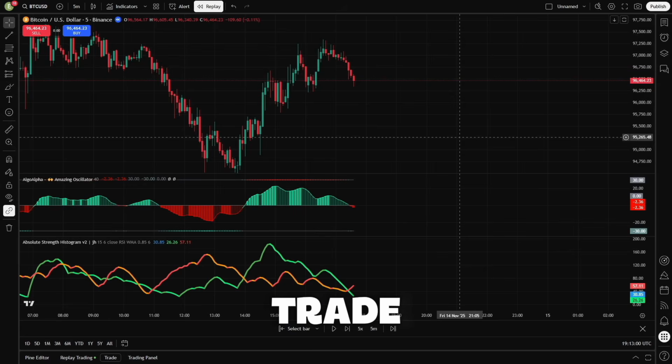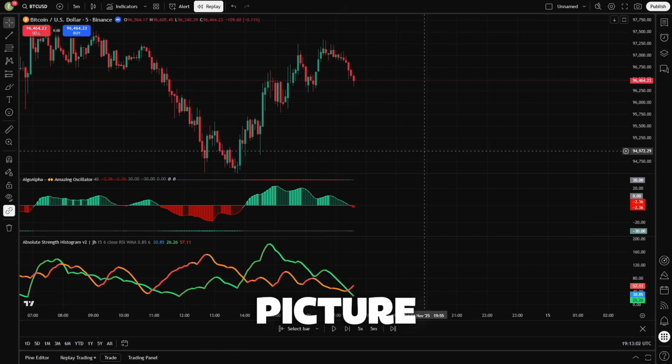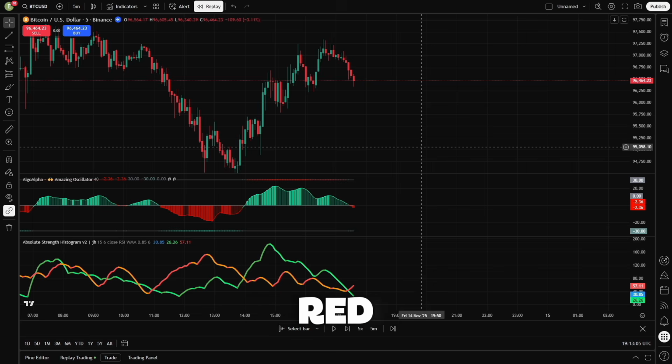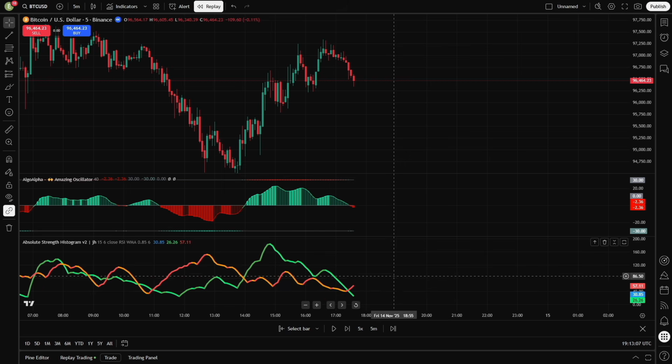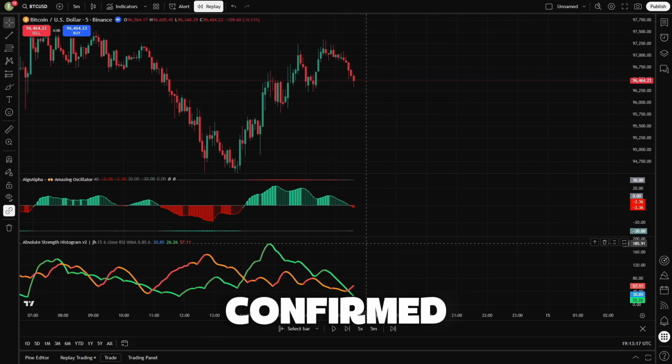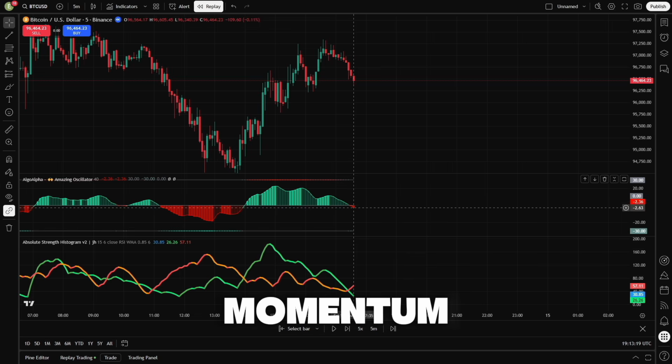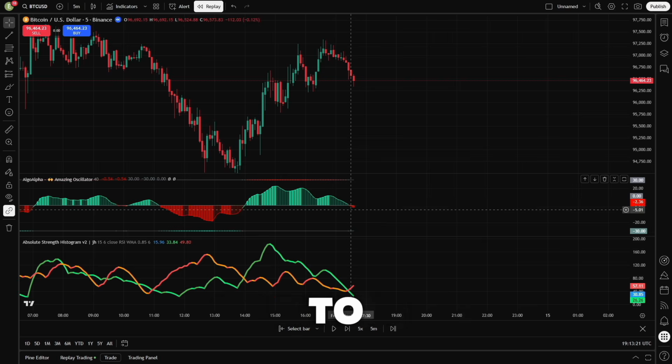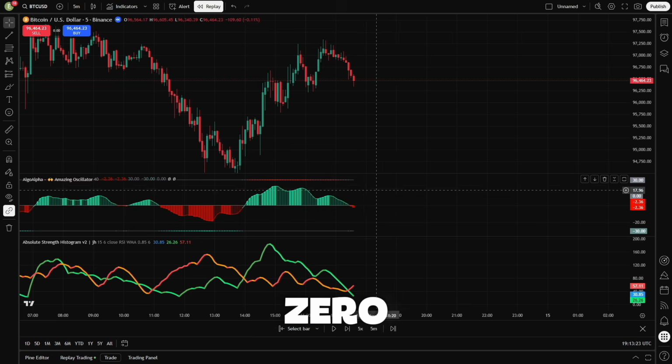For a put trade, we just flip the entire picture. We need two perfect red signals. First, the trend check. This time, the red line of the absolute strength histogram must be firmly above the green one. The bears are in control. Confirmed. Second, the momentum. The awesome oscillator needs to flash a bright red bar below the zero line.